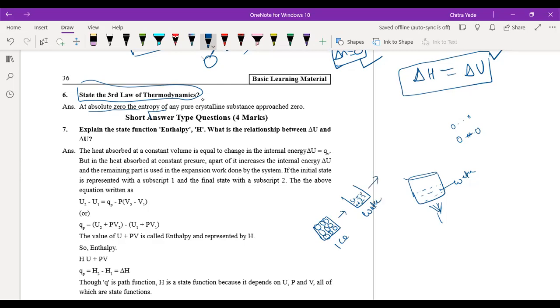If I heat further, I'm writing here the symbol of heat like this, the water will evaporate. So the water will be present like this. Is it?